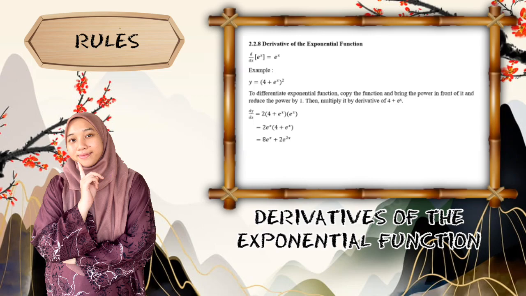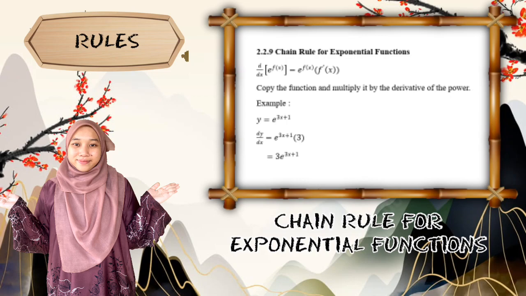Same goes for the chain rule. Copy the function first, bring the power to the front and then reduce the power by 1. Then differentiate 4 plus e to the power of x. Next, simplify the function.